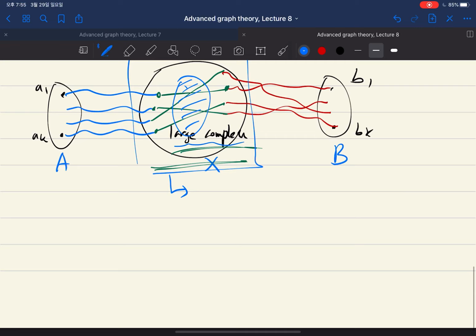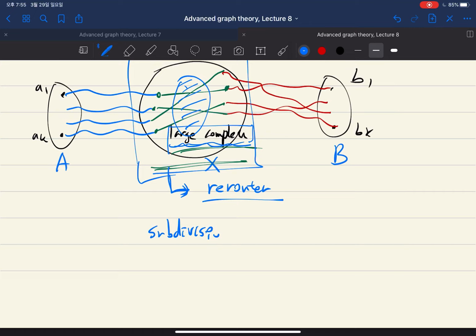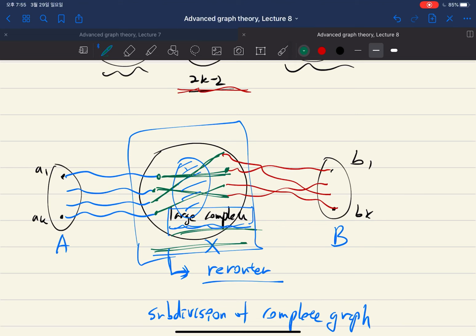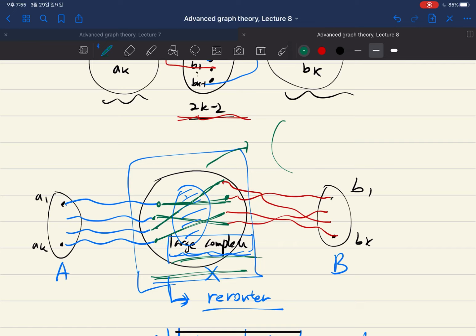One good candidate to be used as this rerouter is a subdivision of a complete graph. So here we use only one edge, but as long as we can use some paths, it is okay. If this happens to be a complete graph, then all of these vertices, which are the endpoints of this blue path and red path, happen to be the branch vertices, then it's easy. Thus, exactly the same argument here works.